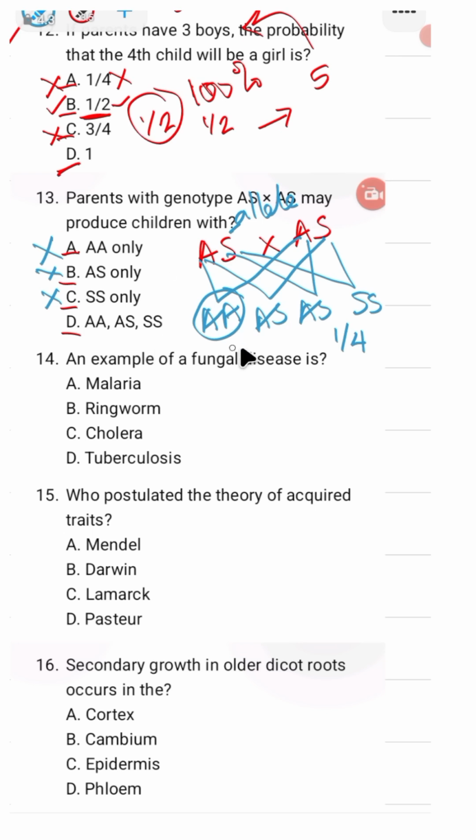So you can see from the breakdown here, you have AA. You also have AS twice. Then you have SS. So this one is covered. This guy is covered. This guy is covered. And this guy is covered. So 4 of them are available here.